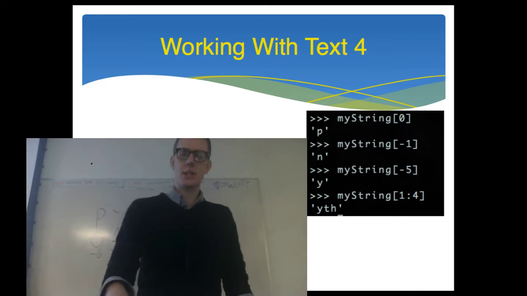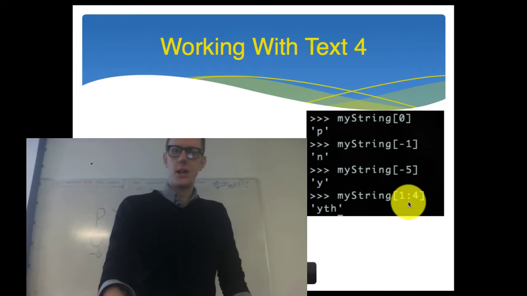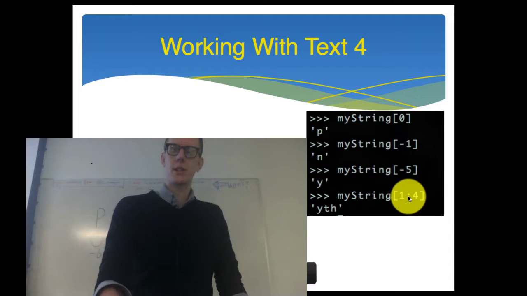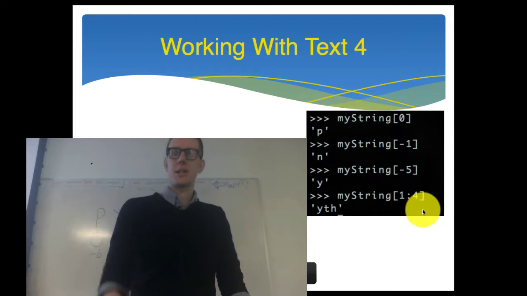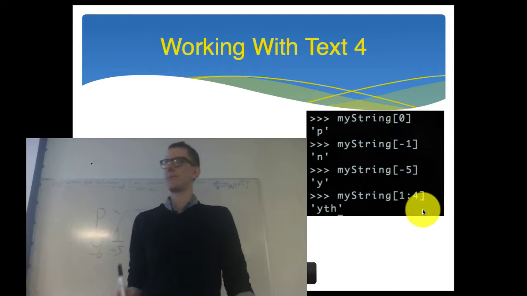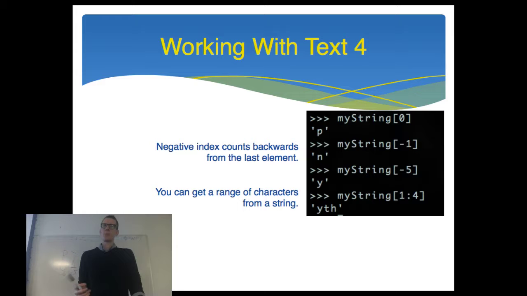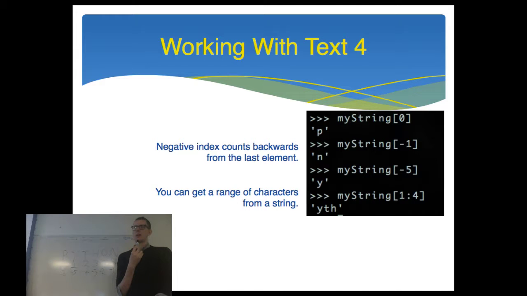So whenever you see this colon notation with an index, a colon, another index, it's always going to include the element at the first index and go up to, but not include the element at the second index. So be careful with that. Everyone see how my string 1:4 is going to return YTH? Awesome.